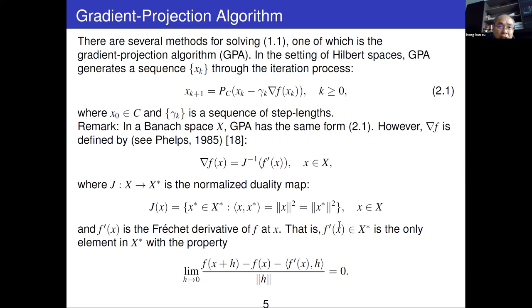Now, the well-known gradient projection algorithm, GPA, is an iteration process I quoted in equation 2.1. Okay, this is GPA. Here you have the gradient of f, and here you have the projection onto the set C, and then you have the step size gamma k. Now this algorithm works quite well in Hilbert space.